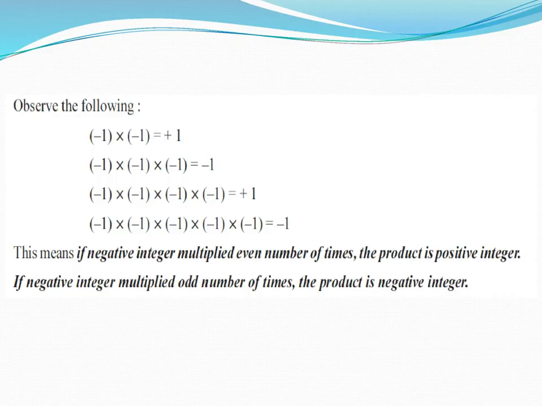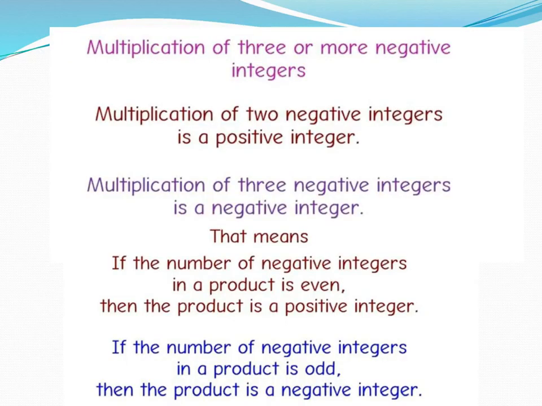If there is an even number of negative numbers, the result will definitely be a positive integer. If negative integers are multiplied an odd number of times, the product is a negative integer. You can multiply the negative numbers for an odd number of times, the product is a negative integer. So multiplication of 3 or more negative integers, we can observe these below things.